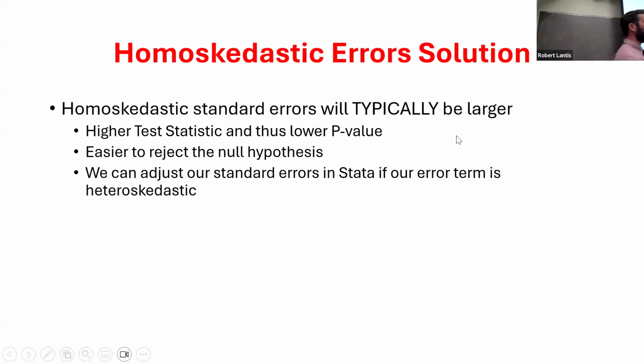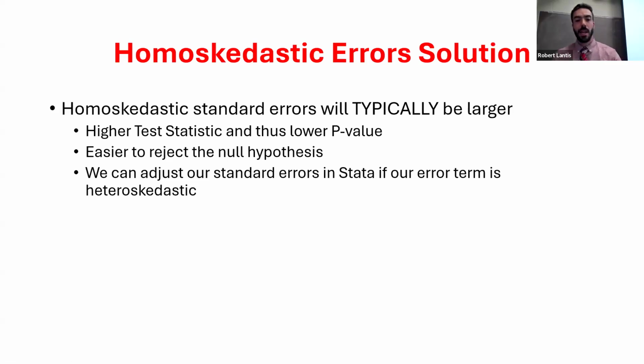So when the standard error is smaller, remember to get our test statistic, we divided by it. So when they're heteroscedastic, it's going to be a smaller value, which then inflates the test statistic, makes the p-value smaller, makes it easier to reject the null if we don't have these homoscedastic errors. So how do we solve for this?